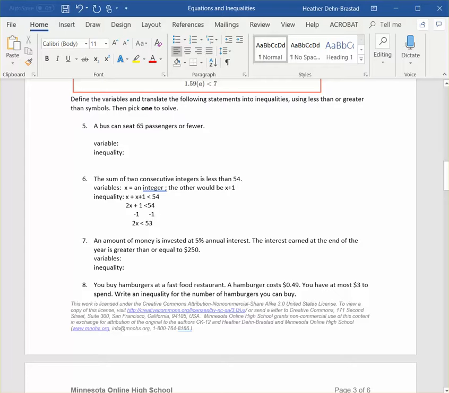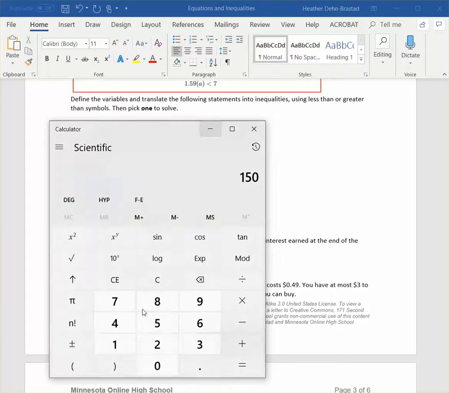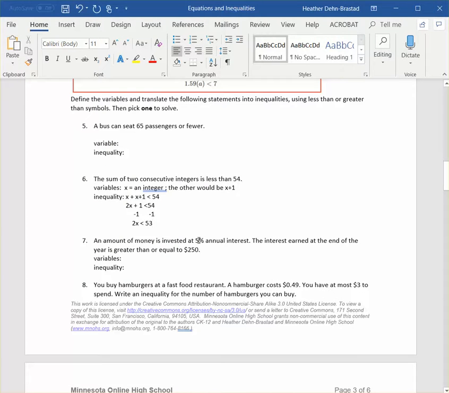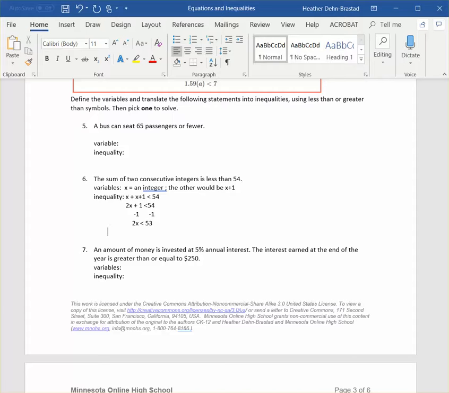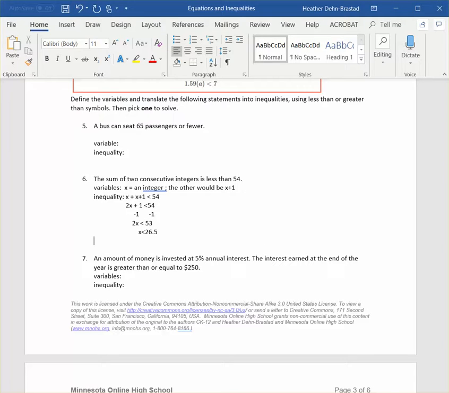Now we have to divide 53 by 2. We'll get a decimal. 53 divided by 2 is 26.5. 26.5 is not an integer. 26.5 has a decimal part, so it's not an integer. So that can't be an answer. But what would it be less than? We could have 26. 26 is less than 26.5. So one answer for our integer could be 26.